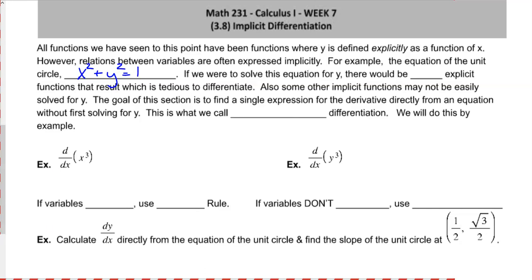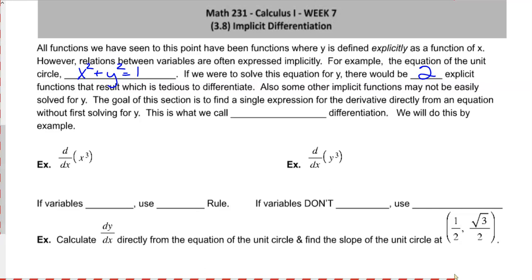It's not a function because it is a circle. Now, if I were to solve for y, then to get rid of that square, I'd have to square root both sides. That would result in two explicit functions for that. Once you have two of those, one would be a plus, one would be a minus. You have a square root. It is kind of tedious in order to differentiate. So, also, some other implicit functions may not be easily solved for y. So we have to have some way to be able to take a derivative of all those other functions as well.